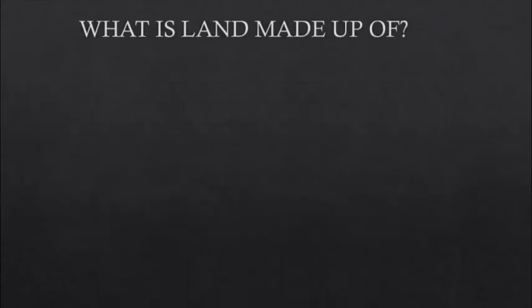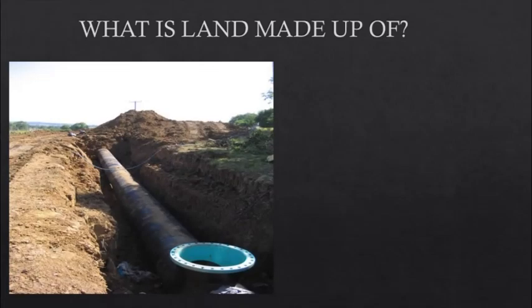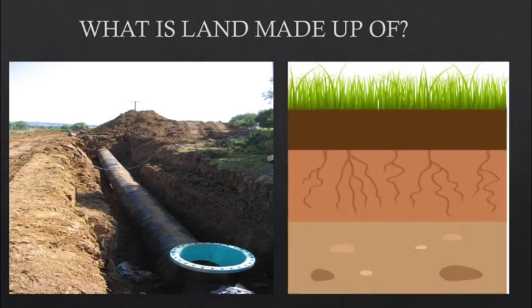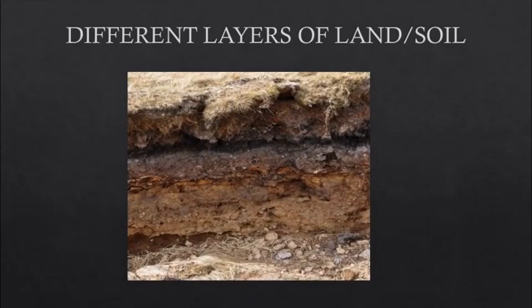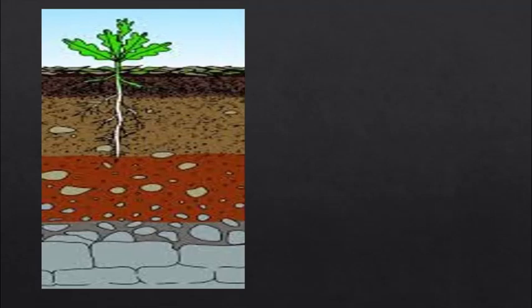So, what is land made up of? Have you ever dug a pit or observed a pipeline being laid in your neighborhood? If you observe carefully, you will find that there are some small and big stones, minute soil particles, and even some roots of dead plants. That is, we see different layers of land. So, land is made up of different layers, and each layer has its own importance. The layers are dependent on each other. Let us learn about the different layers of soil.